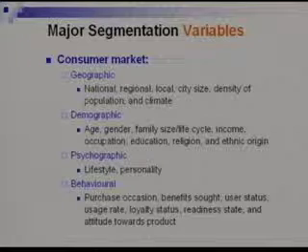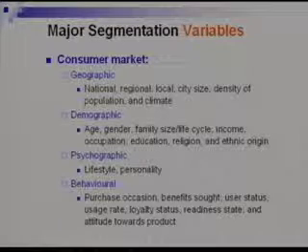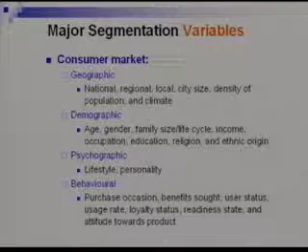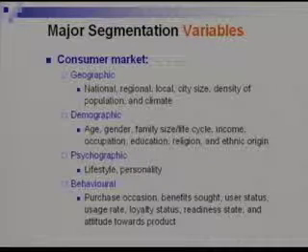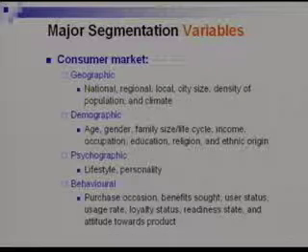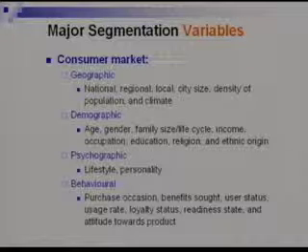You can also use the demographic variables: age, gender, stage in the family life cycle, income, occupation, education, ethnic origin, religion. These are all ways of dividing the market up according to demographic variables. We can use psychographic variables, your personality or your lifestyle, the interests that you have, and also behavioral. Now, behavioral means not so much how you behave, but how you behave towards the product.